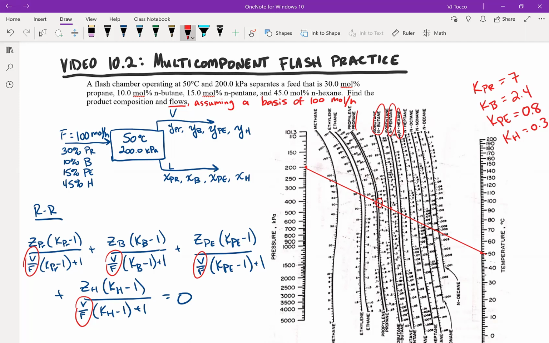So this seems like the perfect problem in which to use one of my favorite tools.